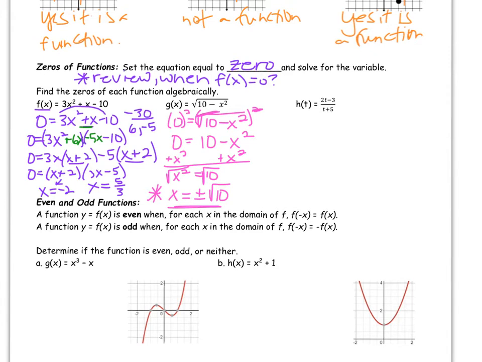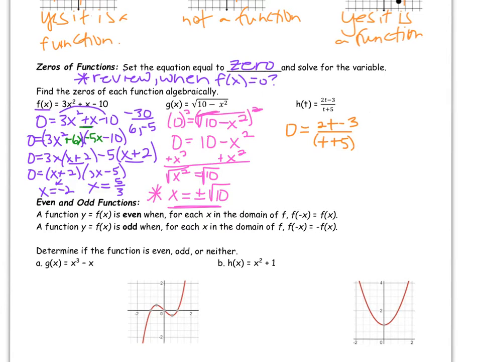Okay. Last one, h of t. So now a different variable, and we have a fraction. When we dealt with fractions in domain, we focused on the denominator. But if we set this equal to 0, we're really going to focus on the numerator this time, which we haven't done so far. Here's why we can do that.